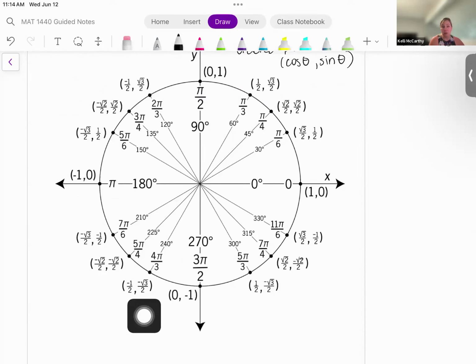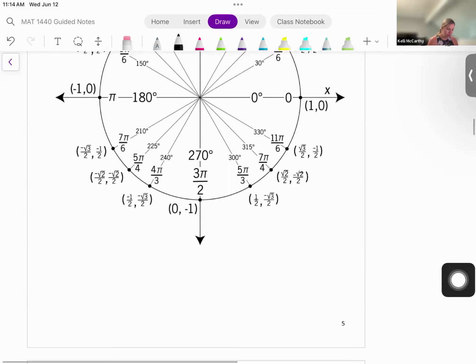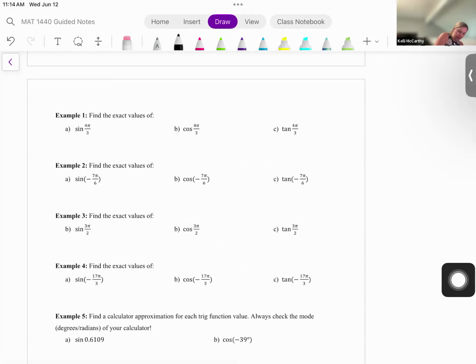Remember that sine is always the y coordinate. A good way to remember that, cosine, sine, those are in alphabetical order, just like x and y. So sine of 4 pi over 3 is -square root of 3 over 2. Cosine of 4 pi over 3, well, that was our -1/2. We just saw that ordered pair.